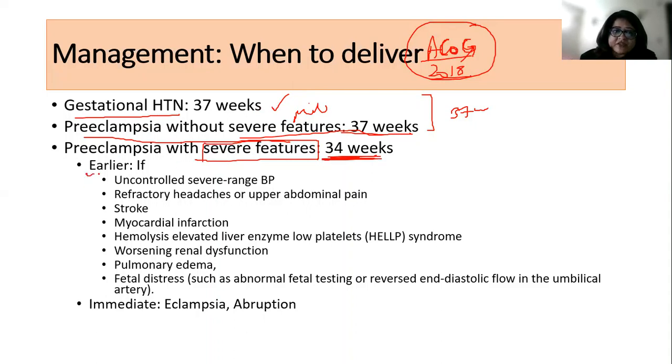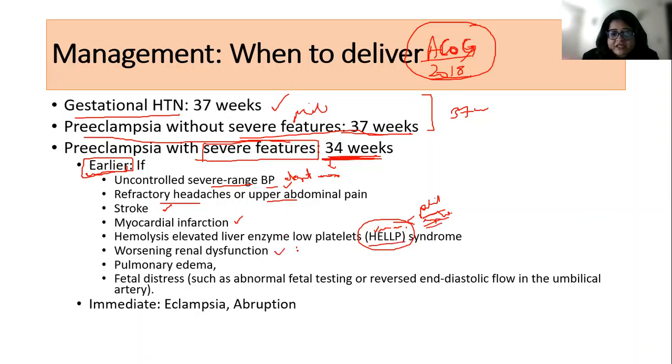But there are certain indications where you may even have to terminate earlier than 34 weeks. What are those indications? If there is uncontrolled severe range BP, despite her being on maximum antihypertensive drugs, then we may have to terminate even before 34 weeks. If there is refractory headache not responding to your management, or epigastric pain, which is a sign of stretching of the liver capsule, and she can end up with a rupture. That is again a sign where you cannot wait any longer, or if she has a stroke or a myocardial infarction, or features of HELLP syndrome. What is that? Hemolysis, elevated liver enzymes, and low platelet count. Both partial, that means some features are there, or complete HELLP, two features or three features, we will still terminate before 34 weeks.